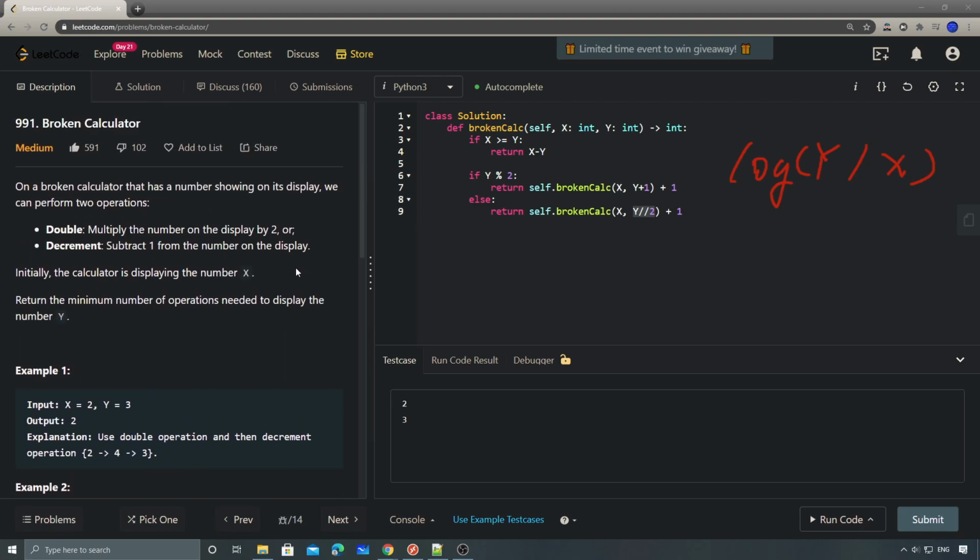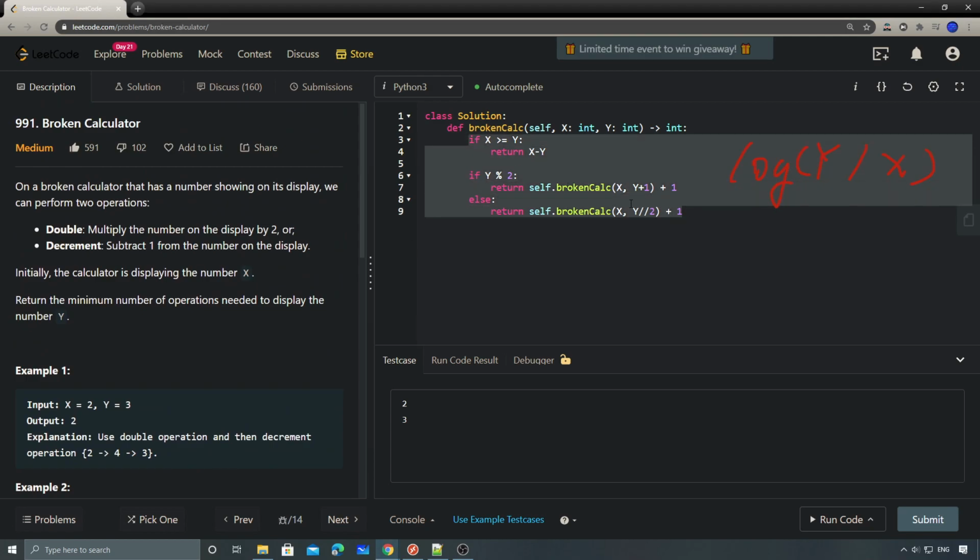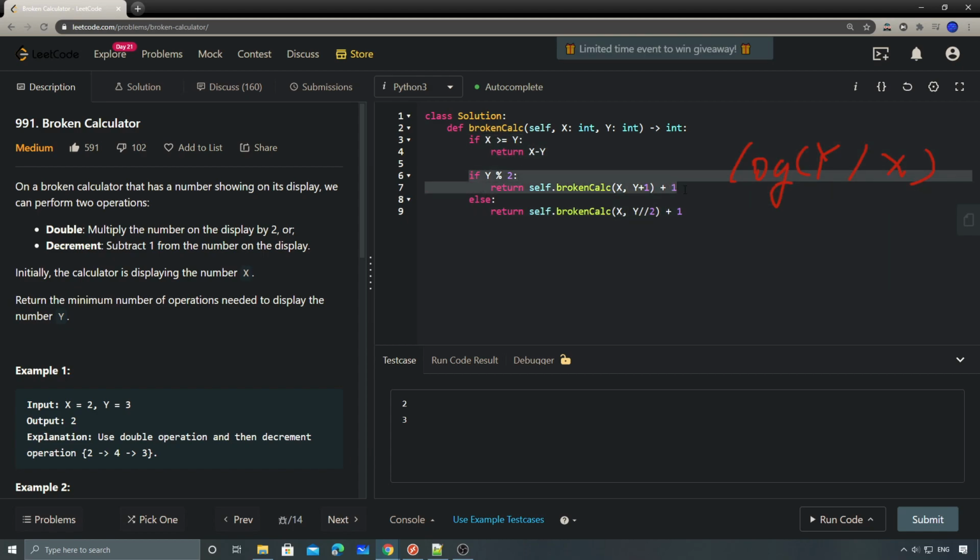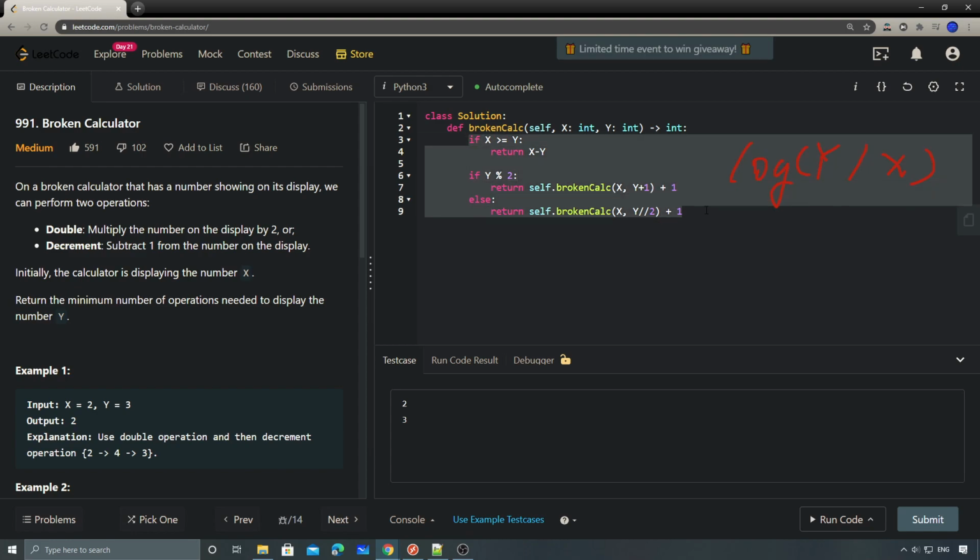So I think that's it for this problem. The trick here is that we think about it backwards, in reverse order. Basically, we're thinking of it as trying to change y to x, and with either the odd or the even case, we take one of the two scenarios, and then we just do it recursively until y is smaller than x. Then we simply return that.